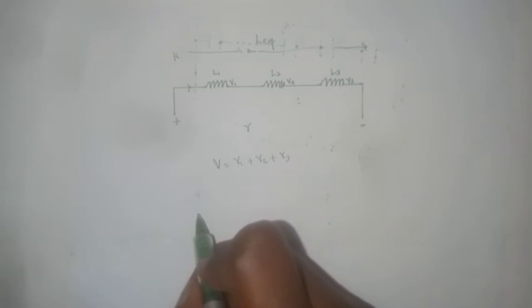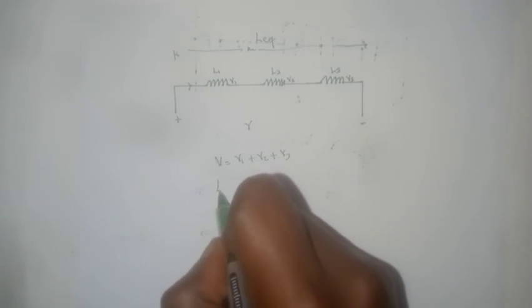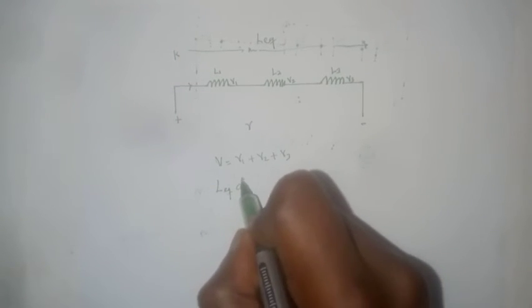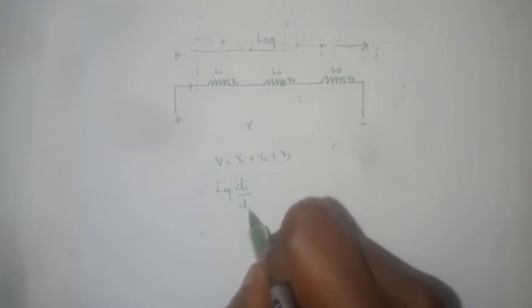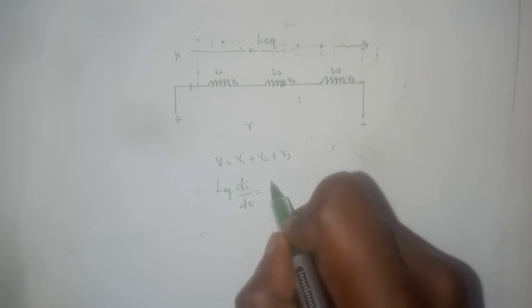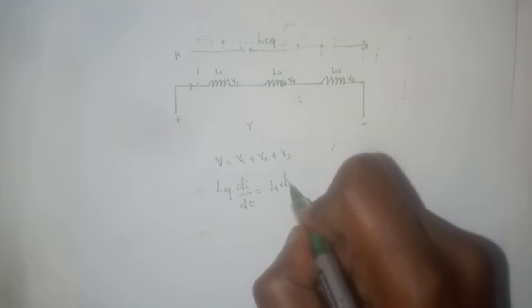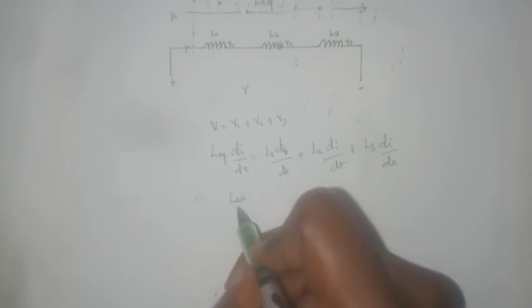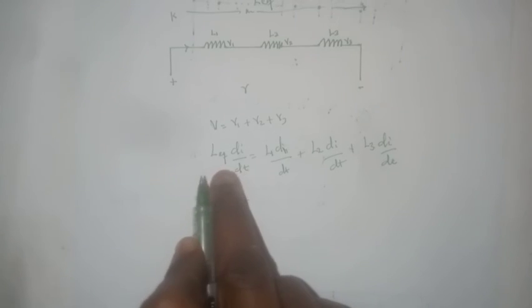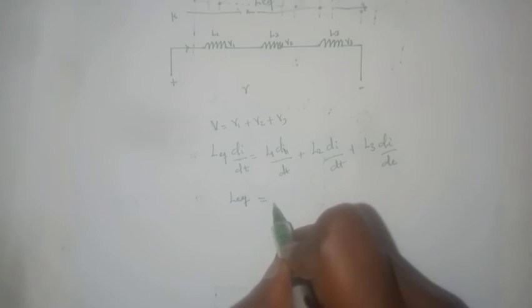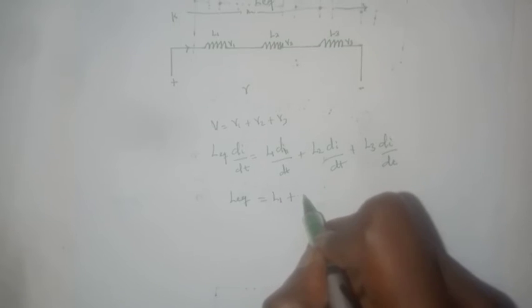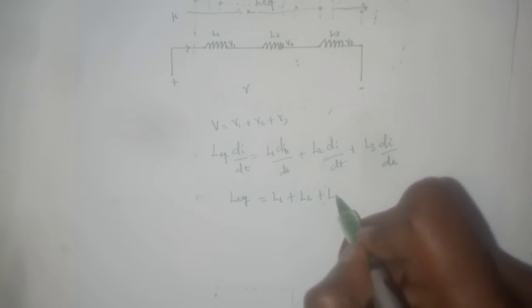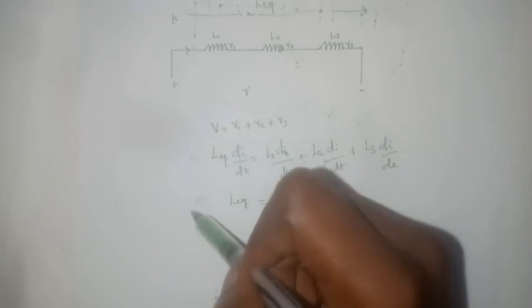This would mean that L equivalent di/dt, which is the value of V, would be equal to L1 di/dt plus L2 di/dt plus L3 di/dt. So the next thing you want to do is divide through by di/dt, and that way the equivalent inductance equals L1 plus L2 plus L3. So if you connect your inductors in series with one another, expect the equivalent inductance to be the sum of all the inductances.